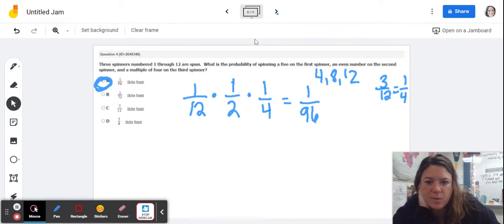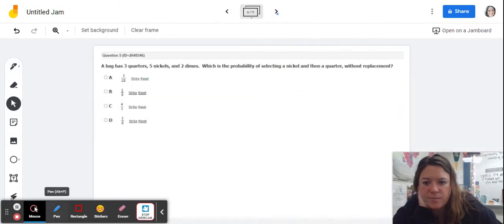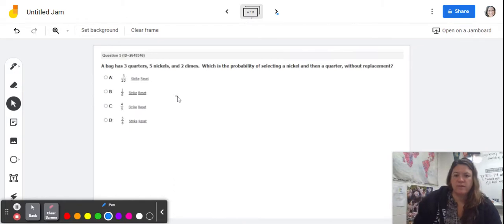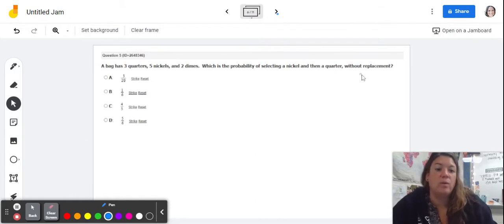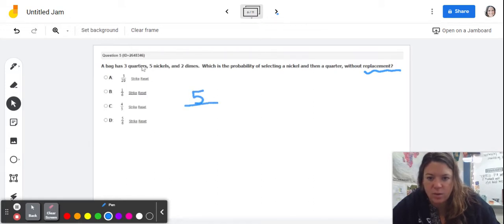All right, question number 5. 3 quarters, 5 nickels, 2 dimes. What's the probability of selecting a nickel and then a quarter? And without replacement. So you don't put the first one back. So a nickel, there would be 5 out of how many total? 5 plus 3 is 8, plus 2 is 10, and that simplifies to 1/2.